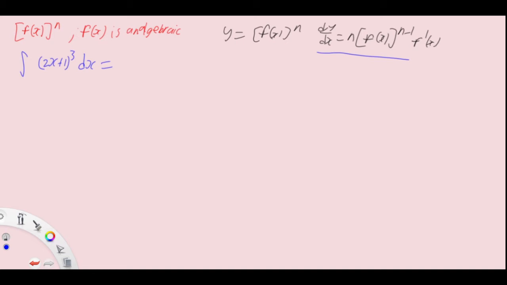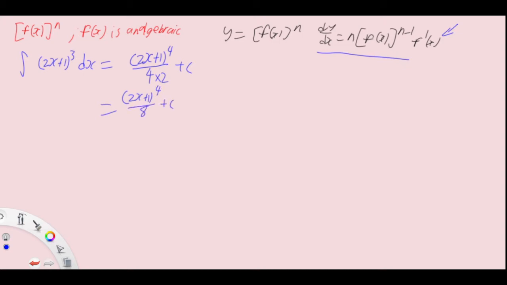So first, same thing as the previous video, increase the power by 1. Okay, so far so good. Divide by the new power. Alright, fantastic. But you notice that inside the bracket, there's a derivative of 2, right? And going by this form, we also have to divide by the derivative, which is 2. So I divide by another 2, and then plus c. Therefore, my answer becomes (2x + 1) to the power 4 over 8, plus c.